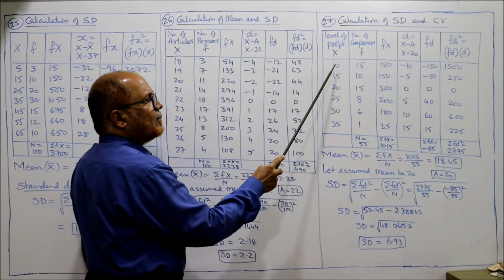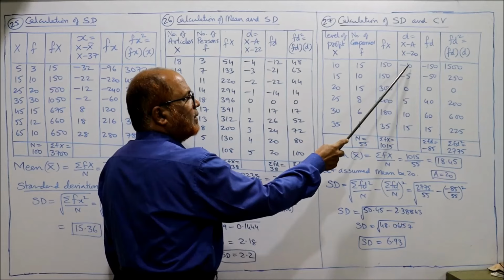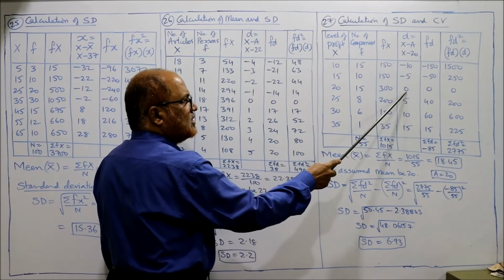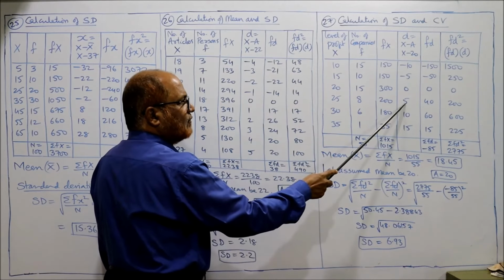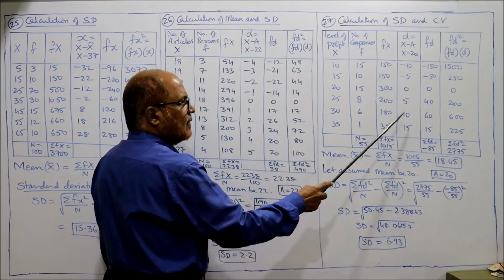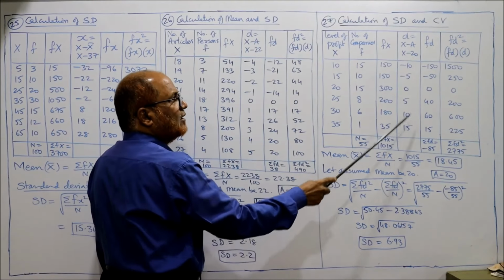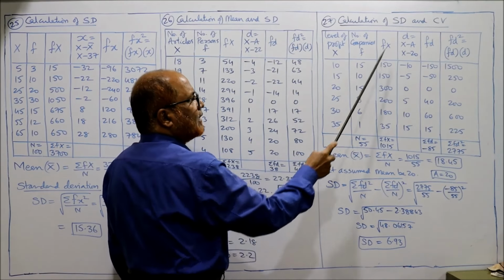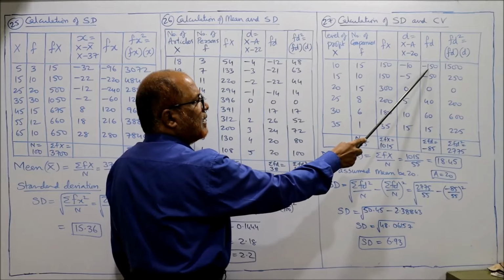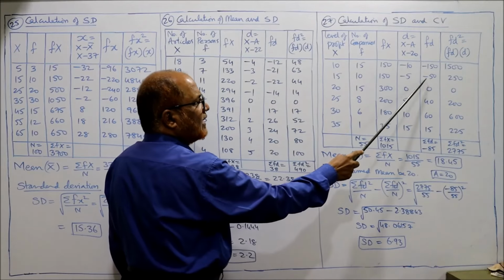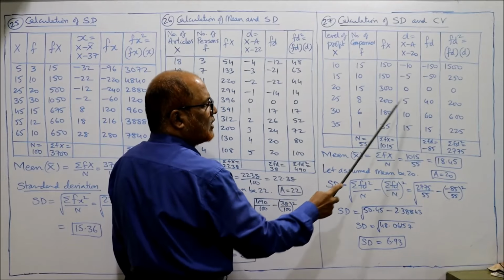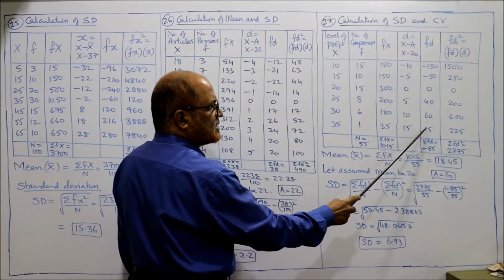तो अब x क्या है यहाँ पर 10 है. 10 minus 20 minus 10, 15 minus 20 minus 5, 20 minus 20 0, 25 minus 20 5, 30 minus 20 10, 35 minus 20 15. तो ये d आ गया. Now multiply करेंगे f into d. तो 15 into minus 10 minus 150, 10 into minus 5 minus 50, 15 into 0, 8 5s are 40, 6 10s are 60, 1 15s are 15.